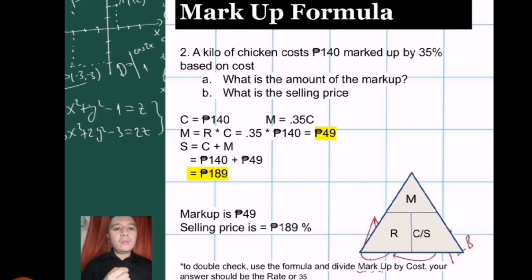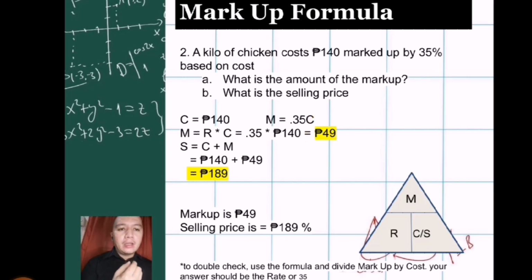So if we would like to find out the markup, all we have to do is, again, based from our pyramid, multiply the rate times the cost, which is 0.35 times 140. Thus, we will have an answer of 49 pesos. That is the amount of the markup.